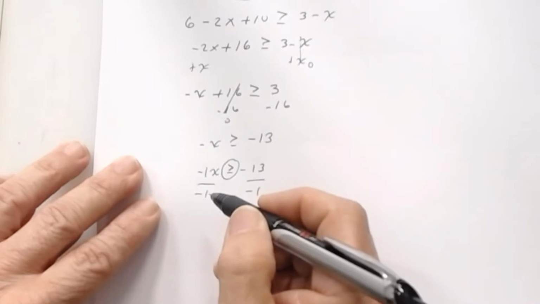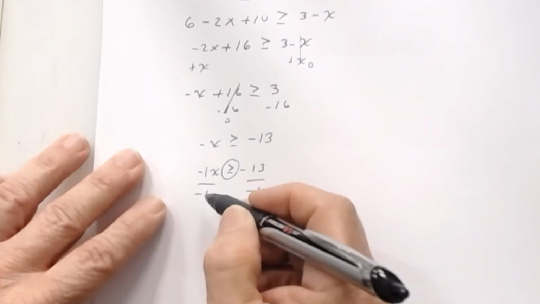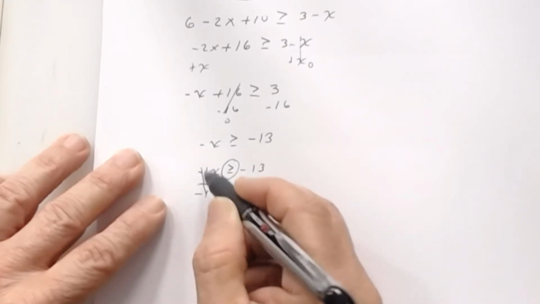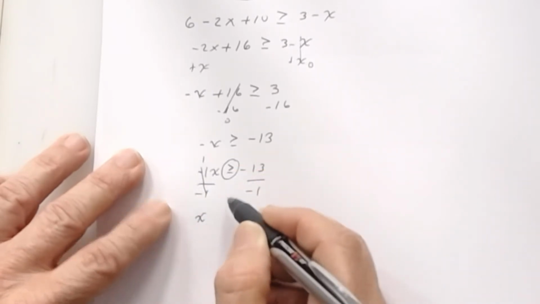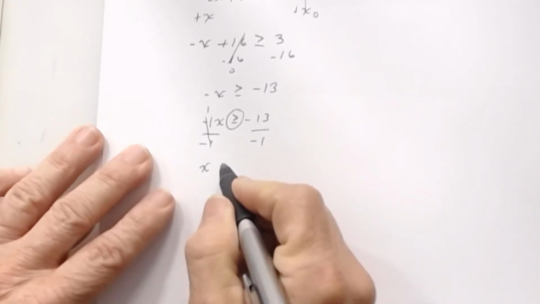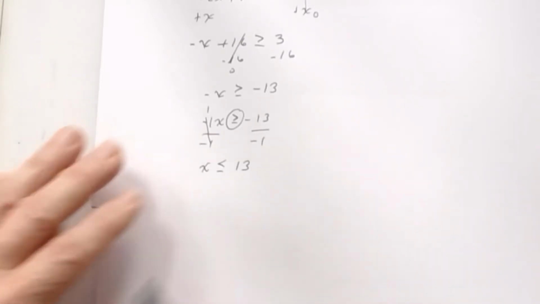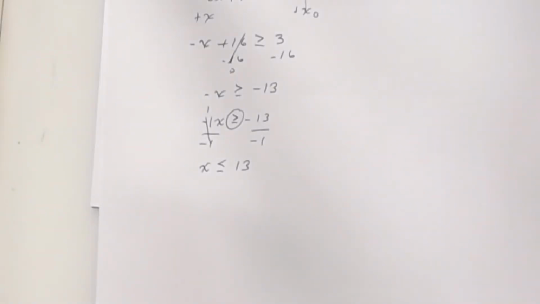So negative 1 divided by negative 1 is 1. 1 times x is x. So what is x? x is less than or equal to 13. Positive 13. All right, so x is less than or equal to 13.